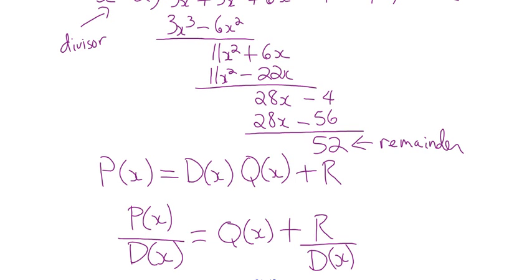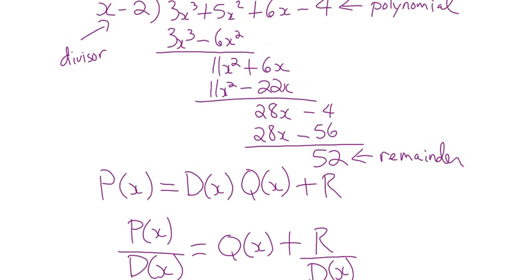So for the given example, then, we could write, I'm not going to be able to squeeze this in probably, but what was it? 3x cubed plus 5x squared plus 6x minus 4 is equal to x minus 2 times x squared plus 11x plus 28, plus 52.